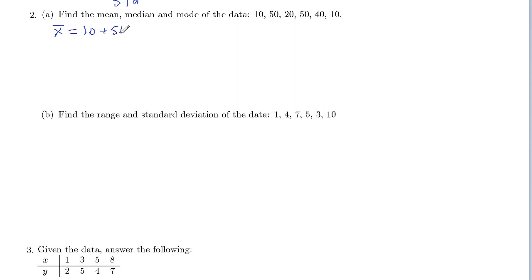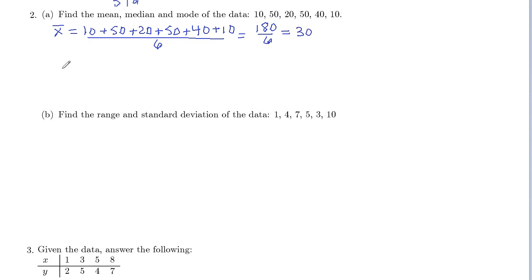So 10 plus 50 plus 20 plus 50 plus 40 plus 10. And there are 6 numbers in this list, so we are dividing by 6. If you enter this into the calculator, you will get a total of 180. Divide by 6 gives you a mean of 30.